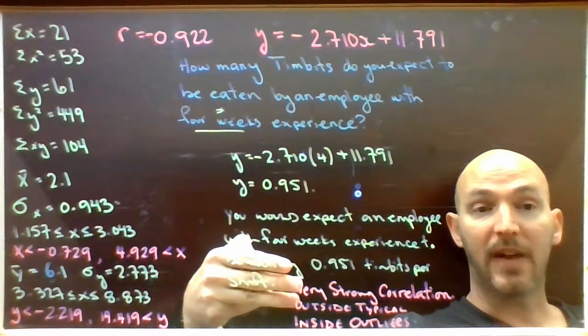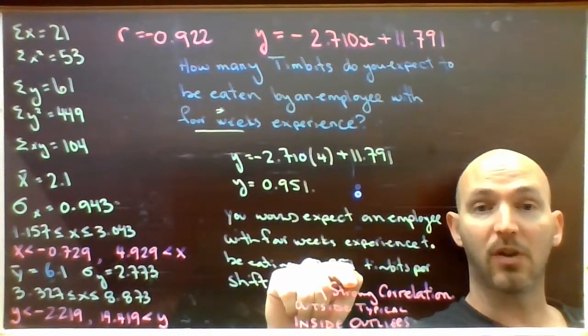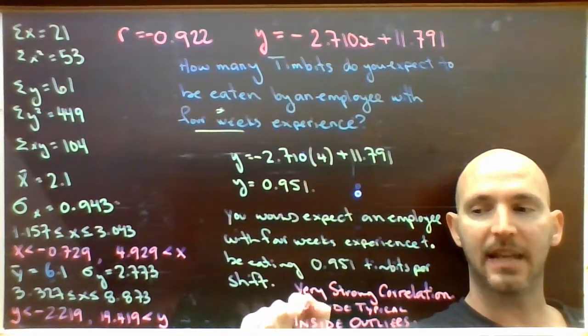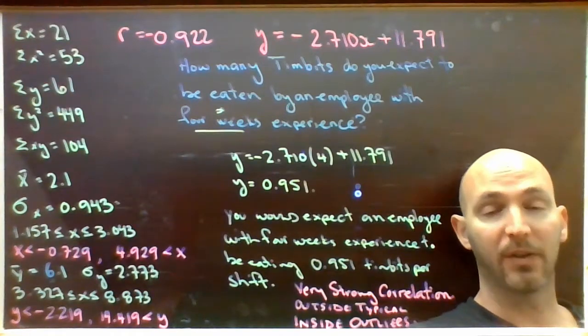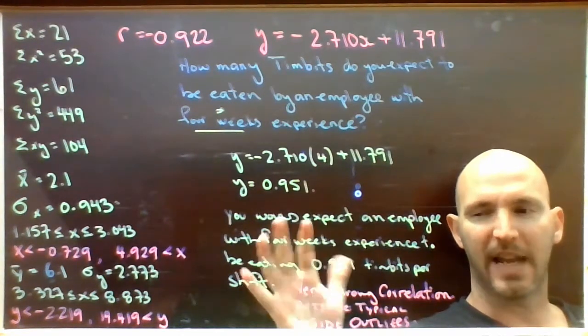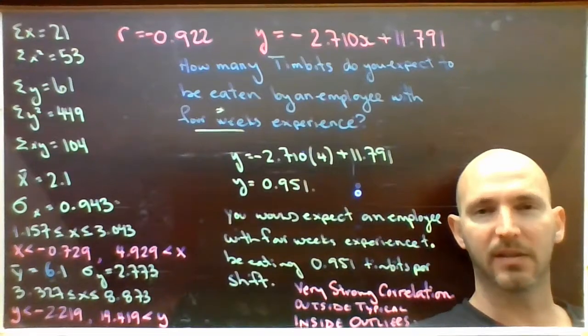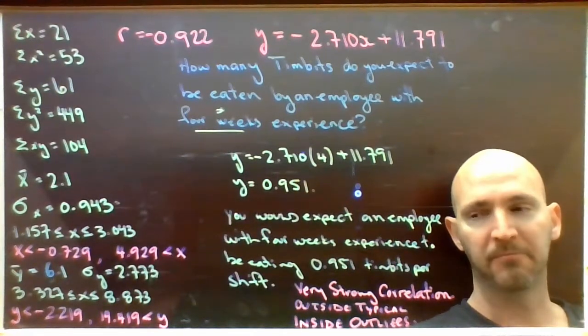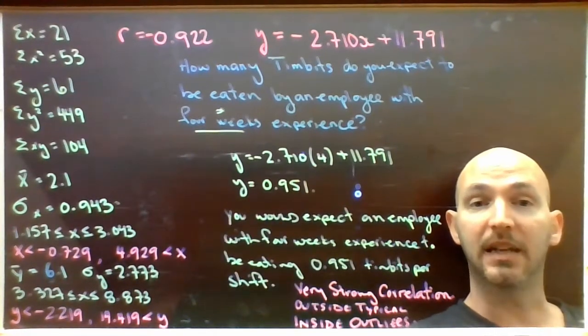Based on these 3 factors here, that I do have a very strong correlation and that it is inside the outliers, I'm fairly confident. The only question I have really is that it does lie outside of the typical values. Now it's up to you. You get to make a decision about this.